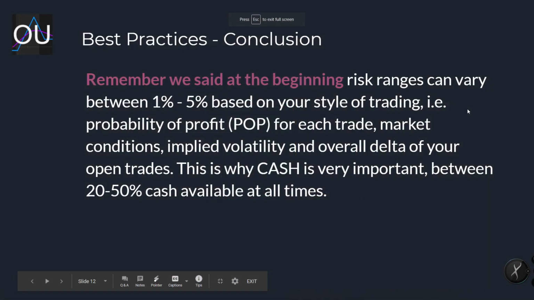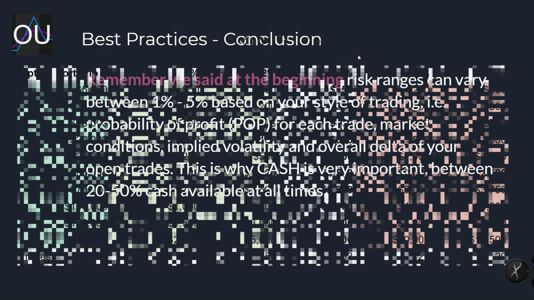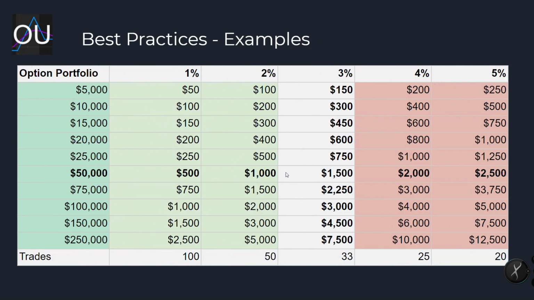So remember at the beginning we said that risk ranges can vary between 1 and 5% based on your style of trading, i.e. your probability of profit for each trade, your market conditions, your implied volatility, and the overall delta of your trades. This is why cash is very important, between 20 and 50% at all times. Going back to the slide, remember we said that implied volatility has a lot to do with our position size and market conditions. What does that actually mean?